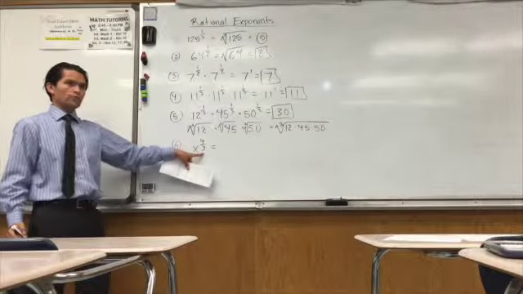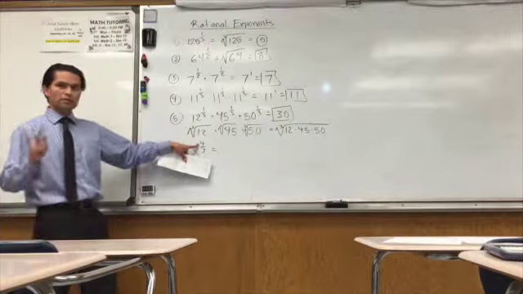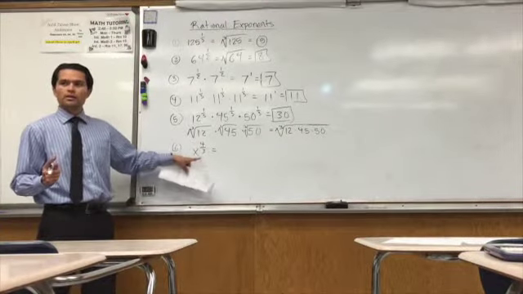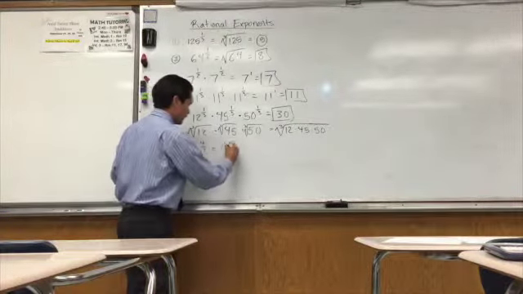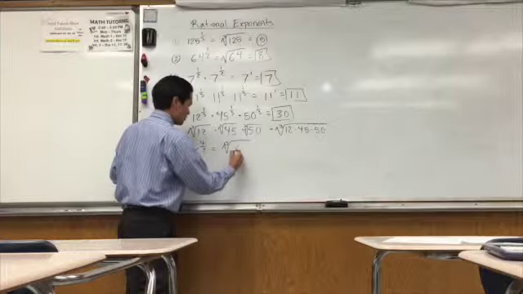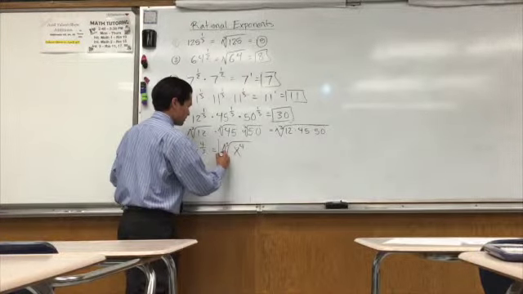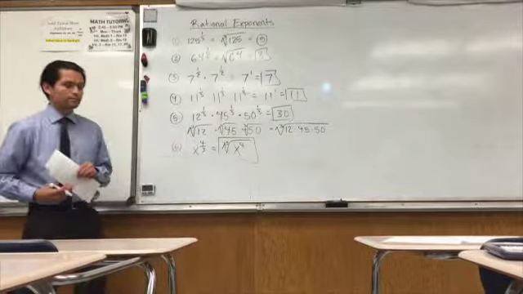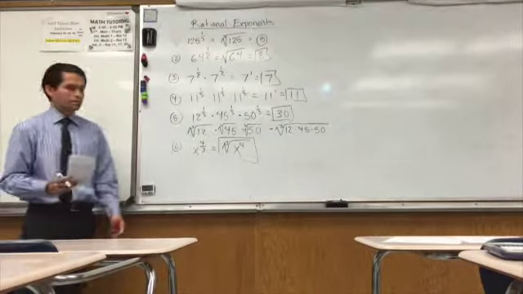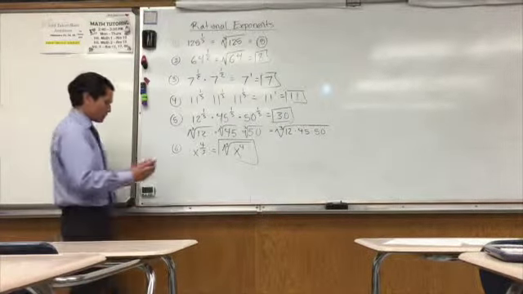Write this in radical form. That should be pretty simple now. The numerator determines the power. The denominator is the index. So write it as a radical. The index is 3. The base is x. The power is 4. That's in radical form.